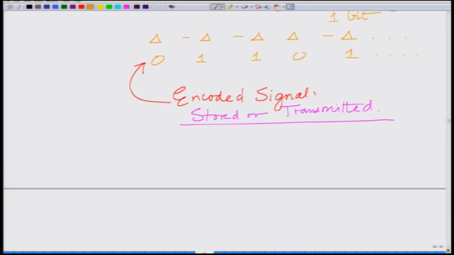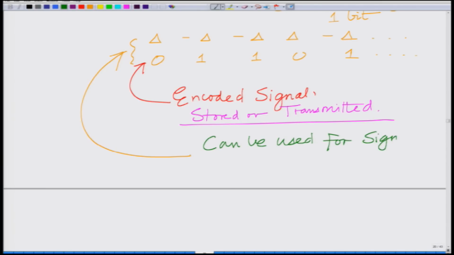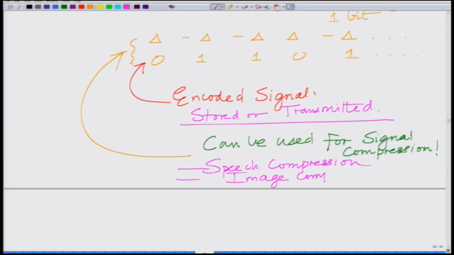Interestingly, this encoding can also be used for signal compression such as speech compression or image compression, etc. So, we have the signal, the error is quantized to one bit, that is plus delta as 0 and minus delta as 1, and this encoded bit stream is then either stored or transmitted. That is the delta modulation.